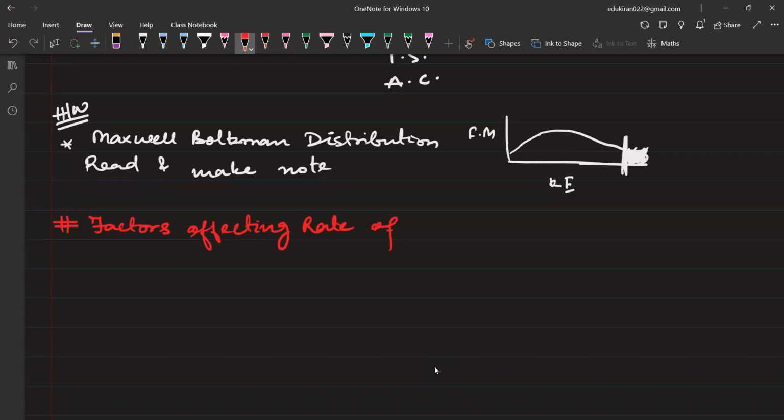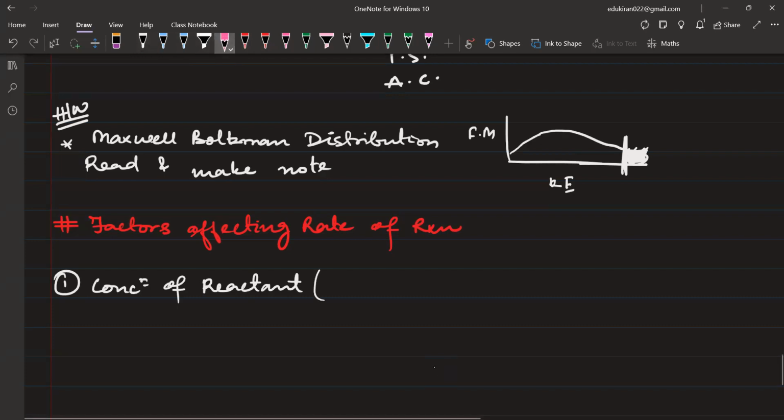Next is factors affecting rate of reaction. Now, there are certain factors that we have already covered. The first one is the most important, concentration of reactant. And obviously, concentration of reactant is a factor and it also depends on the order of reaction. But in general, we can say that the rate increases with increase in concentration of reactant.